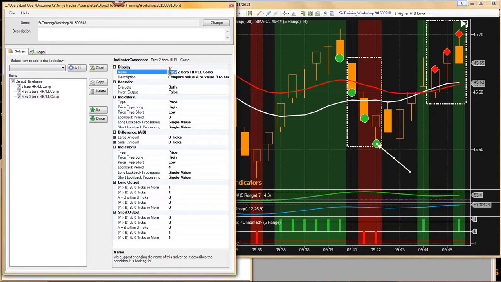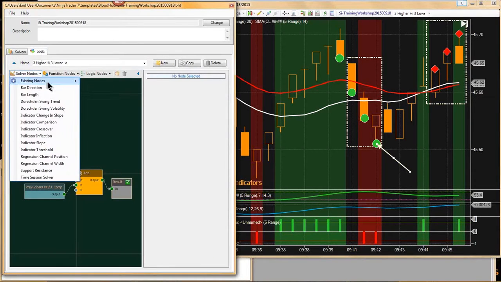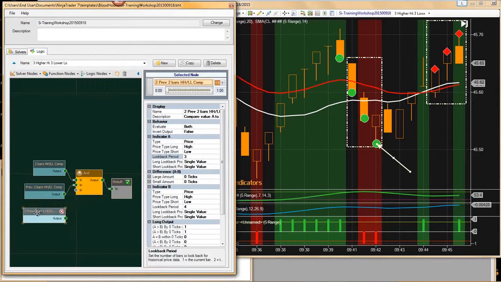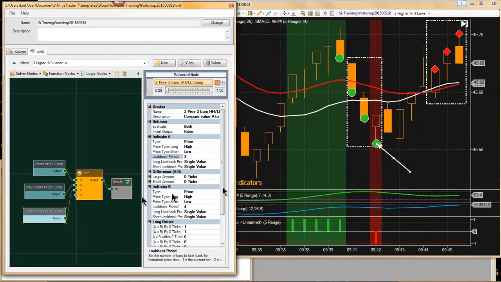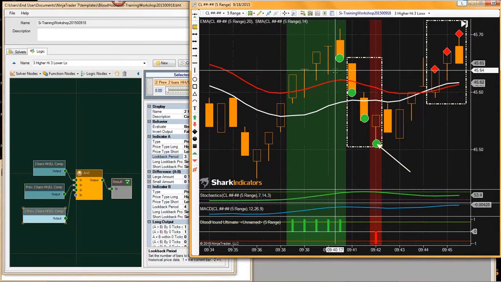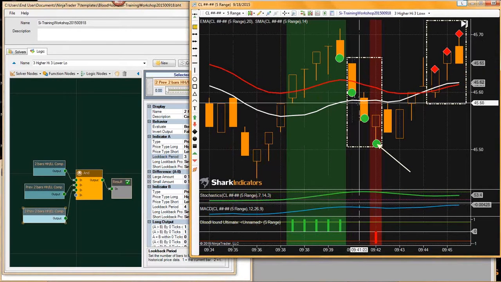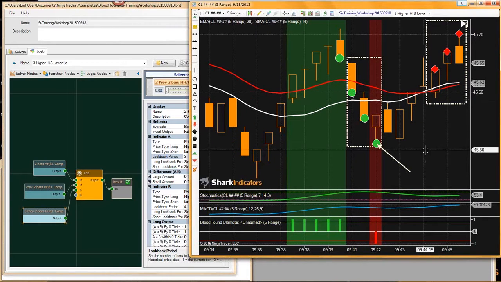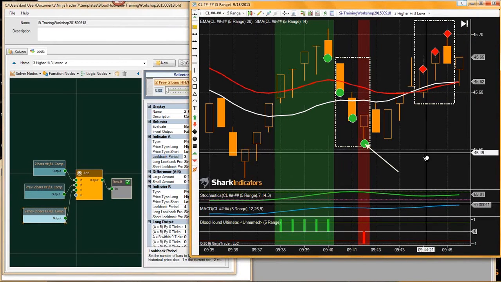Let's see. Well, for the lack of imagination, I'll just put a 2 in front of this guy. All right. And so there's that new solver I just made. I can drop this on here, and if I connect this up, there we go. Now it requires 4 lower lows, or it requires 4 higher highs.